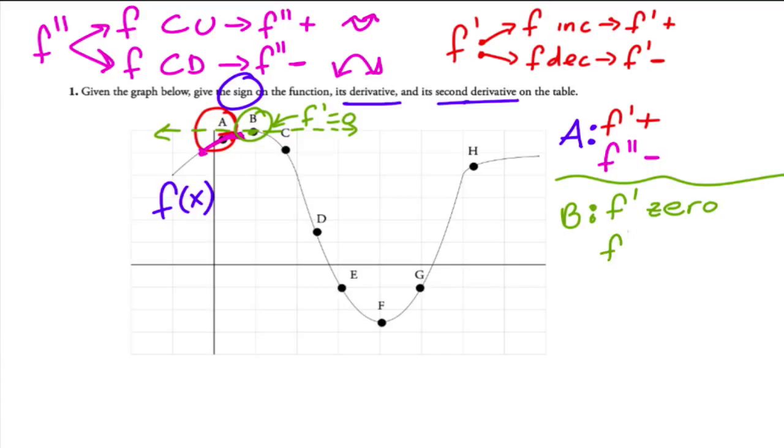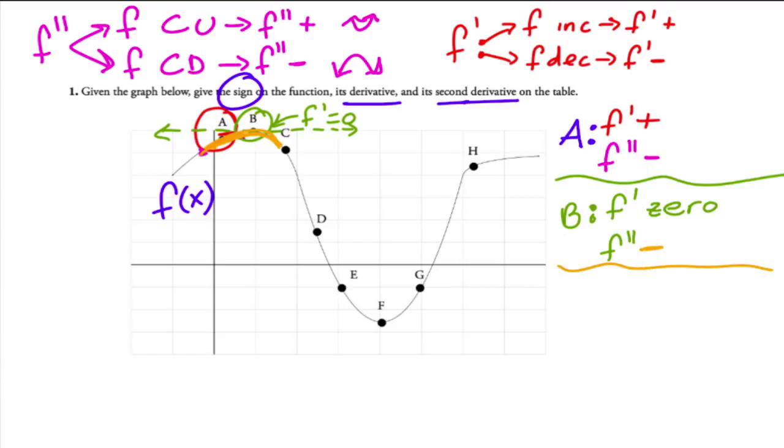Now the second derivative, you might be thinking, oh, well, yeah, that's 0 too because the first derivative is 0. But actually, not at all. Notice that right here, this guy is concave down. And so the second derivative is going to be negative.